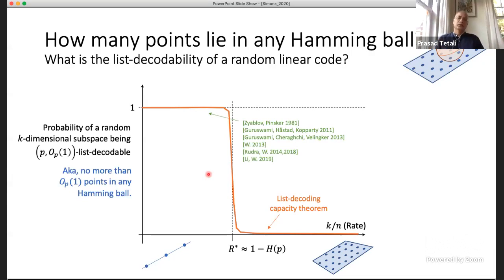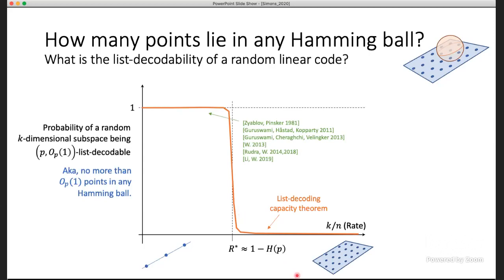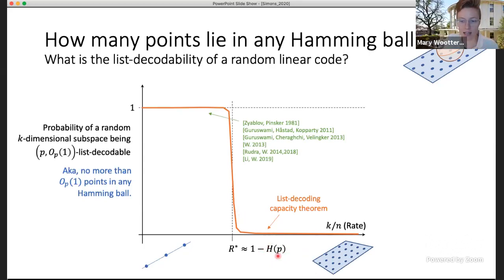More questions? What is H of p? Oh, sorry. H of p down here, this is the entropy of p. So p times log 1 over p plus 1 minus p times log 1 over 1 minus p. For binary codes. Over larger fields, replace this with the q-ary entropy, which is roughly the same thing, but base q. Sorry about that. Okay. The identity of this threshold is not going to be super important for this talk. The main thing I wanted you to take away from this is that it has this kind of threshold behavior.